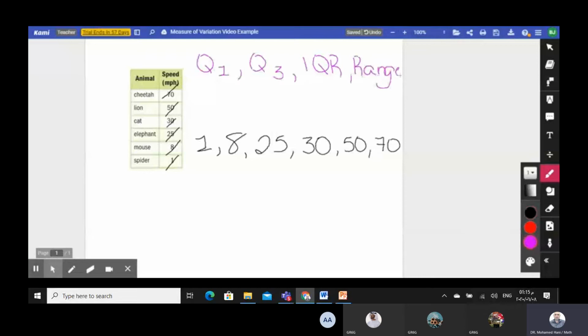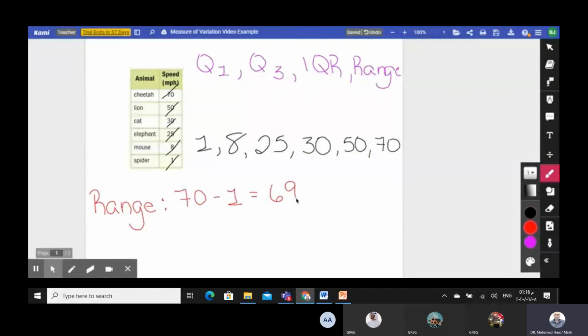So let's start with the range because that's usually the easiest one to find. The range is simply the largest number minus the smallest number. The largest number we have is 70, the smallest number we have is 1, so our range is going to be 69. So we took care of our range already.